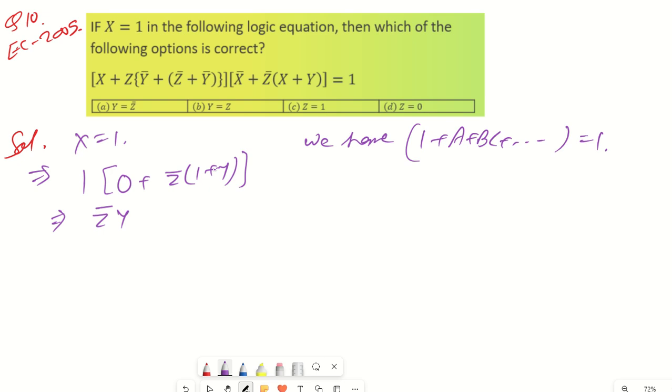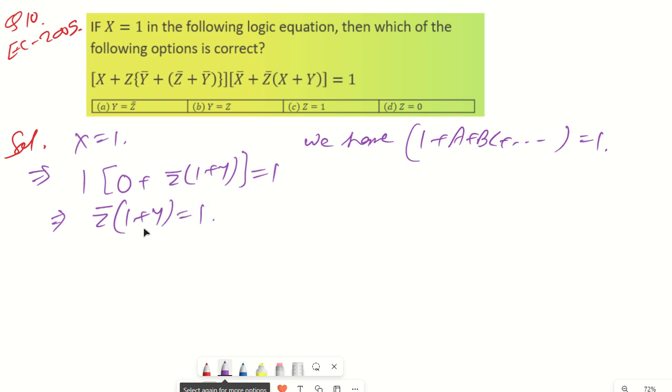Now if you see, we have the expression is equal to actually 1. So in which case z bar into y will become 1? Tell me. It is basically what is happening, z bar into 1 plus y is 1. So shall I write it like this? Let me write down like this. Z bar into 1 plus y is going to be 1, right?